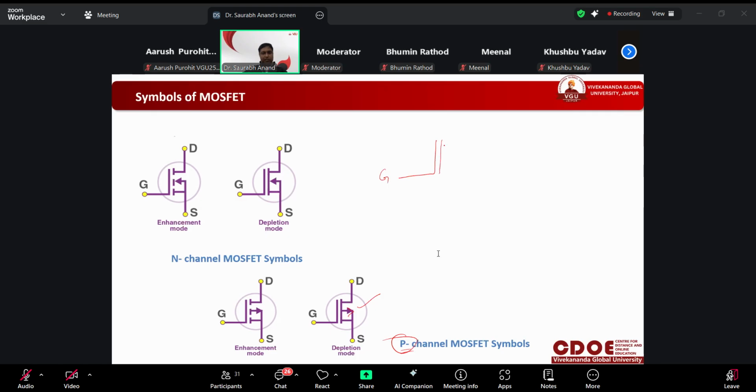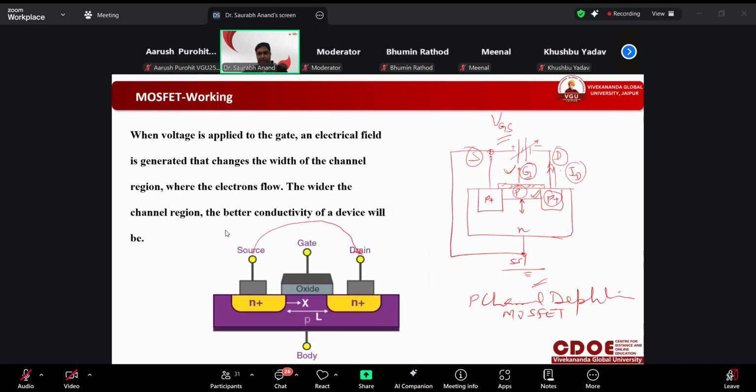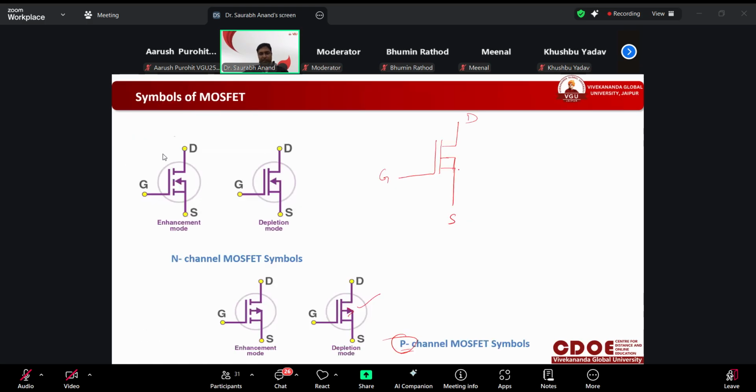Draw one line. This is drain, this is source, and this is, what is this? This is actually the body terminal, SS, that is connected with S. What we did here? This S and this SS both are connected, right? So we are doing the same here. This SS and S both are connected here. Now the direction. So direction is outside, so it will become P channel.